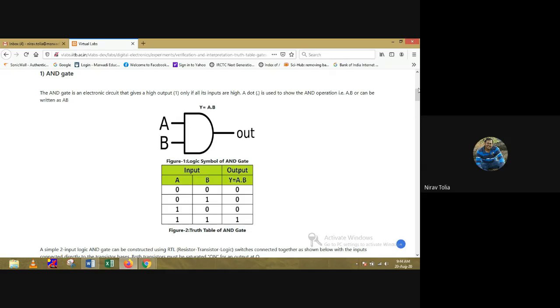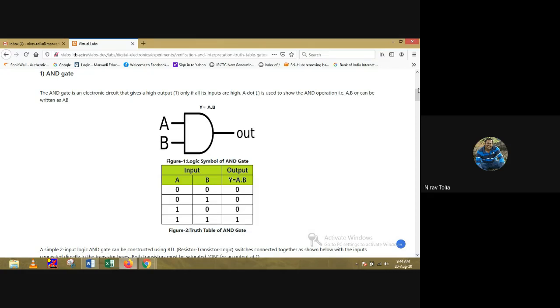Suppose you have three inputs. Again, 2 raised to n, where n is equal to 3, so 2 raised to 3. We have 8 different possibilities. Now for two inputs, the possibilities are either 0 0, or 0 1, or 1 0, or 1 1. The equation of the AND gate is A into B.